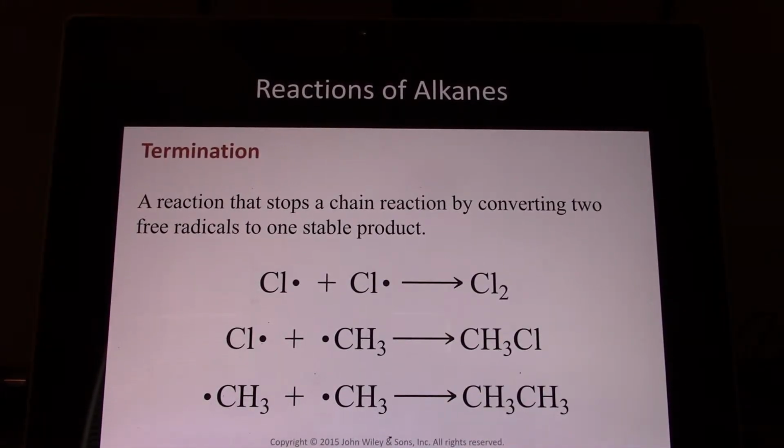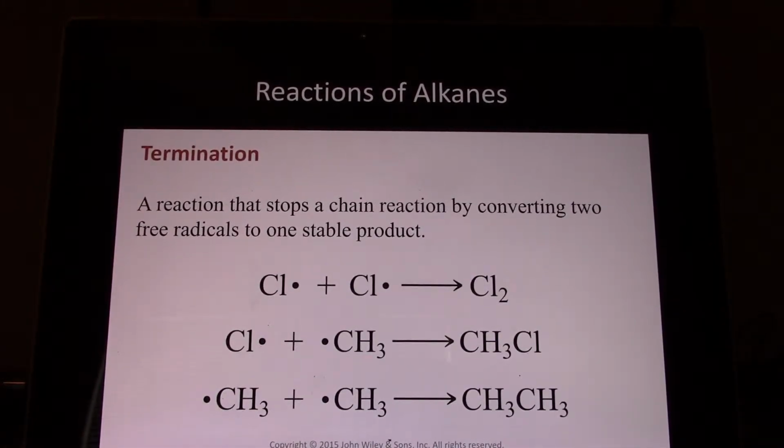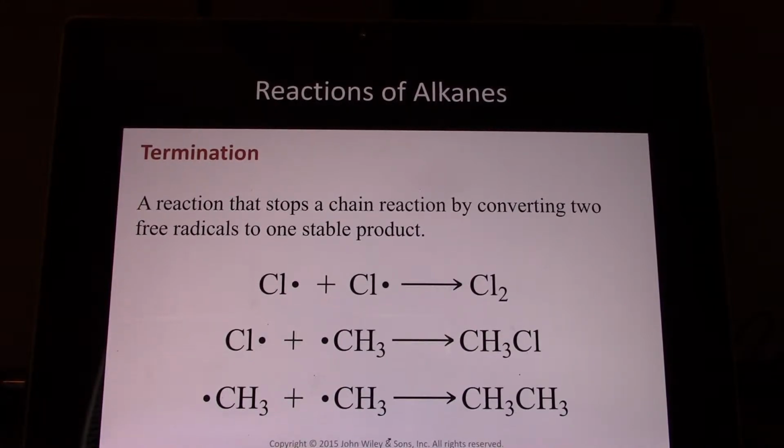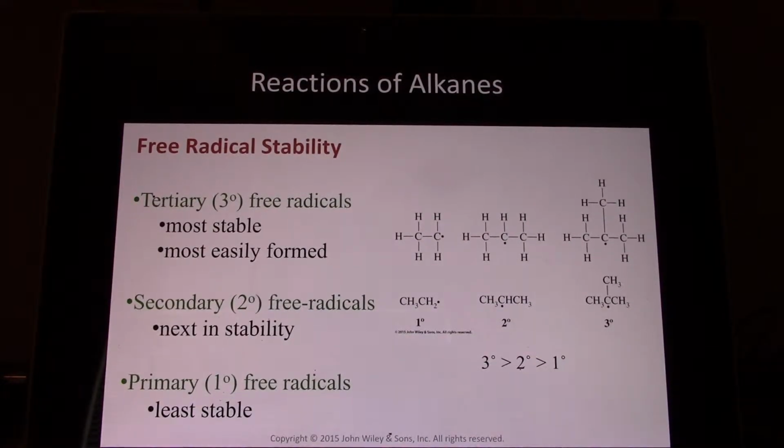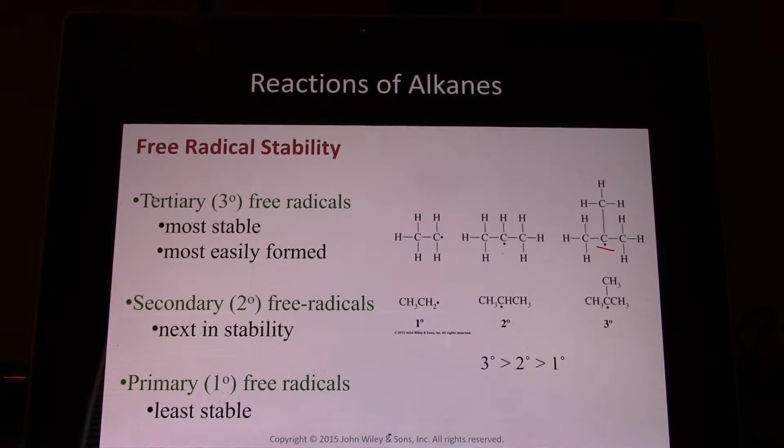In a termination reaction, two free radicals accidentally bump into each other, quenching the reaction and removing the free radical which was propagating the reaction. Free radical stability. Tertiary free radicals are the most stable. So this is the most stable free radical. Secondary is the second, and primary is the least stable of these three.